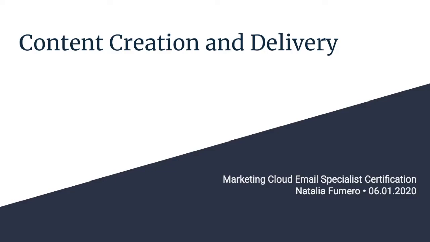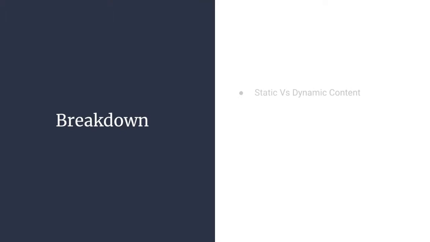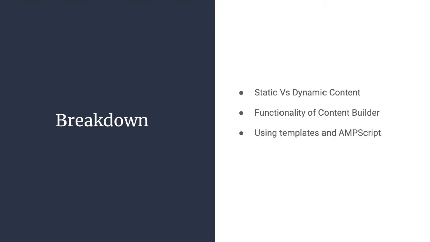The following is the section for content creation and delivery. This is one of the heaviest weighted categories of the exam, and it comes with a lot of detail. We will really only be breaking it down to static versus dynamic content, functionality of Content Builder, and using templates and AmpScript. Although you can always check how much you really need to review by completing the study guide that is downloadable from the first section of this course.